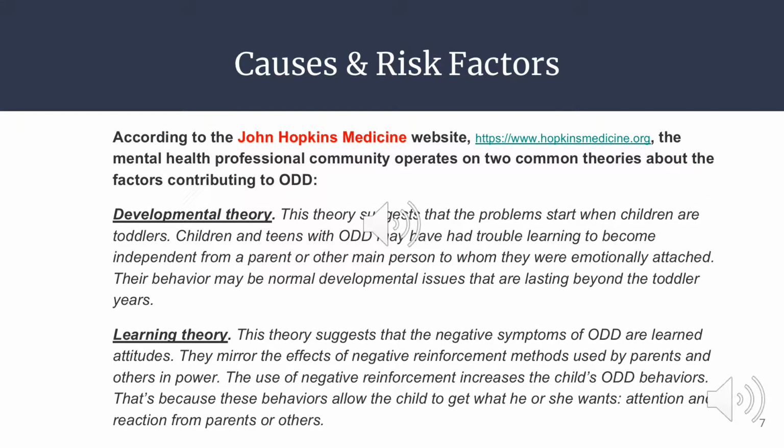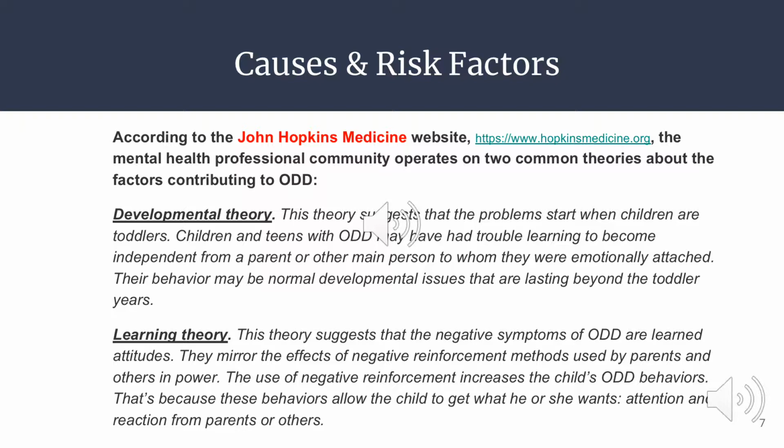So the two theories out there are, one, the developmental theory, and two, the learning theory. The developmental theory pretty much holds that some children are delayed in their behavioral development from the toddler stage, and because this stage lasts for an abnormal period, the child then develops oppositional defiant disorder.